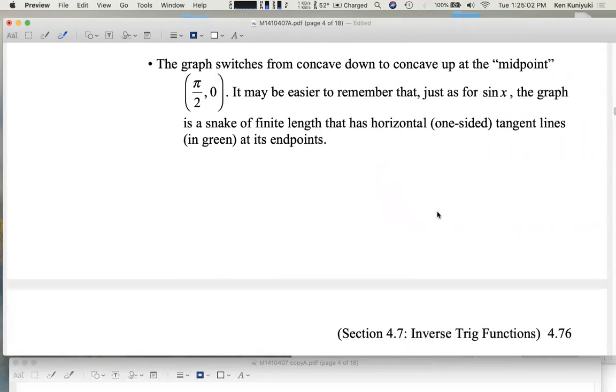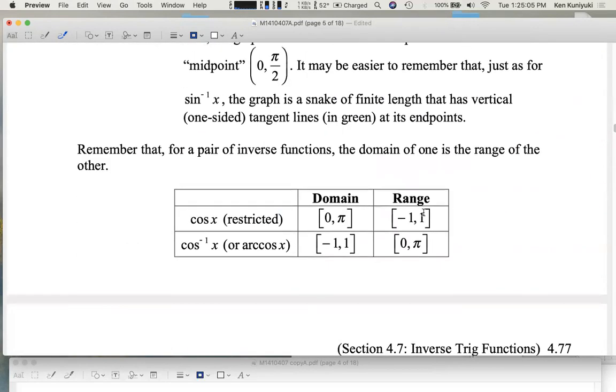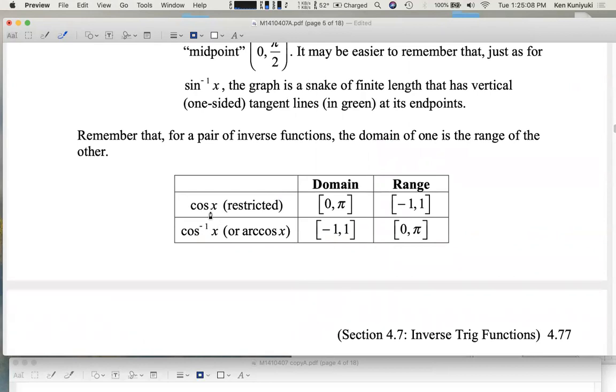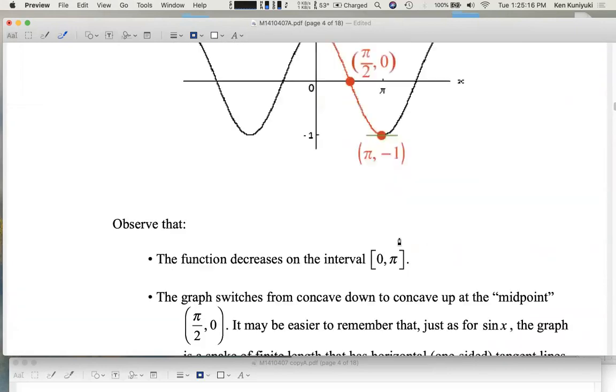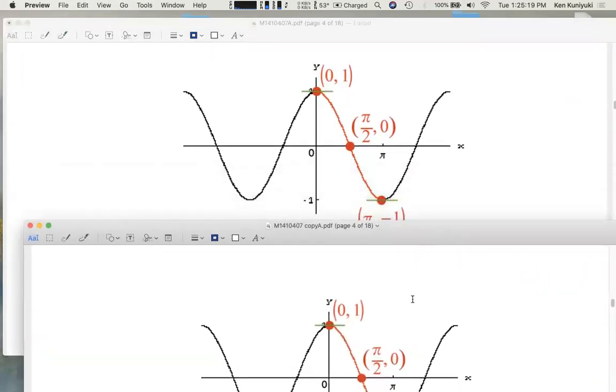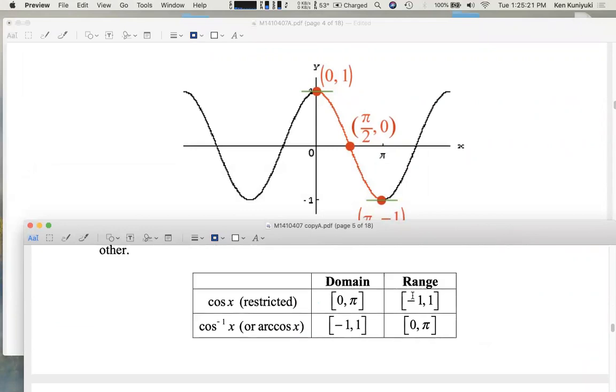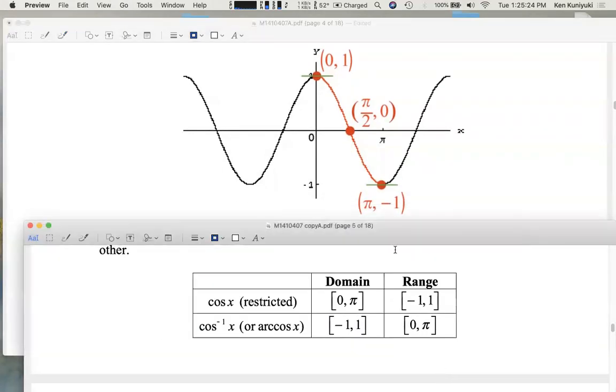Now, remember that when we go from a one-to-one function, which this now is, to its inverse function, the domains and the ranges switch. So remember, going back up here, the domain for the red graph is from 0 to pi, the x-coordinates. That's the domain. The domain for the original function, meaning the restricted cosine function, becomes the range for the new inverse cosine function.